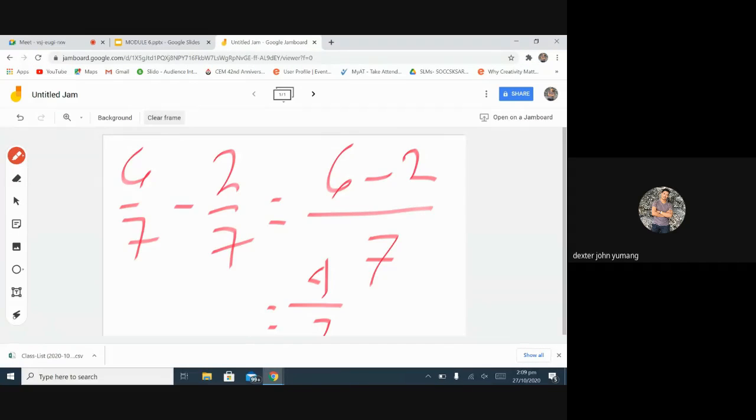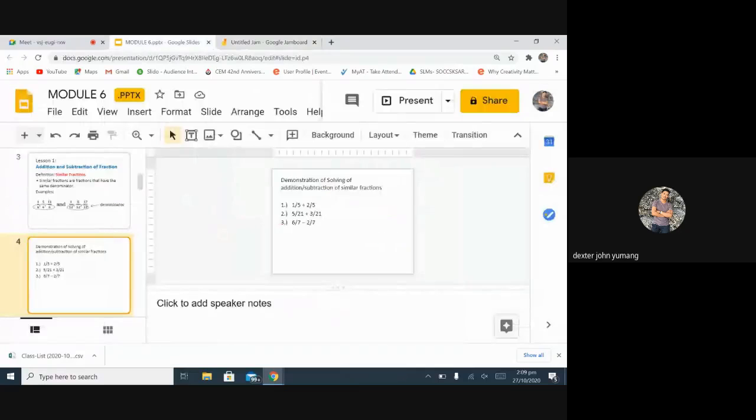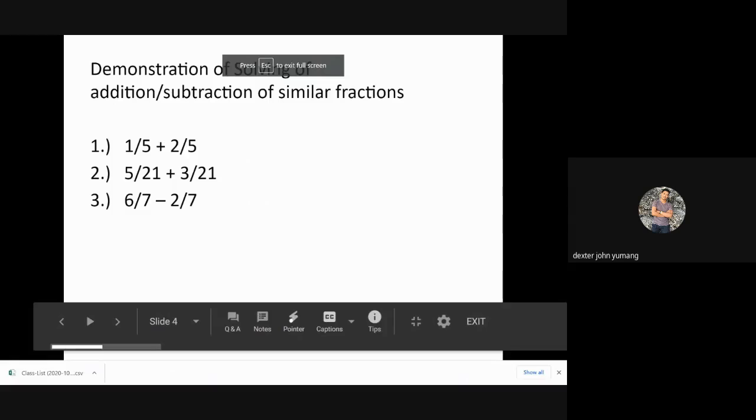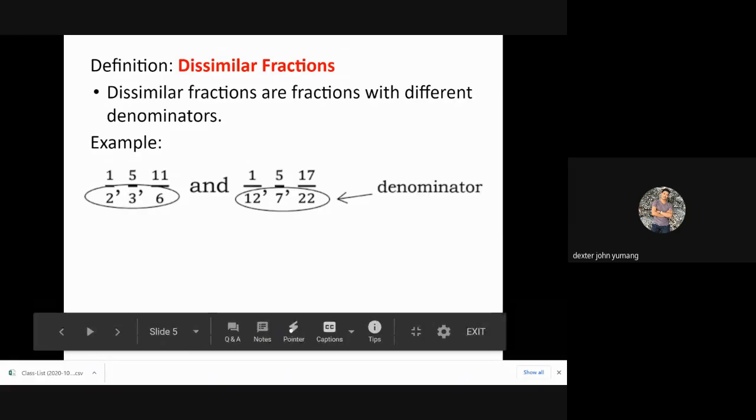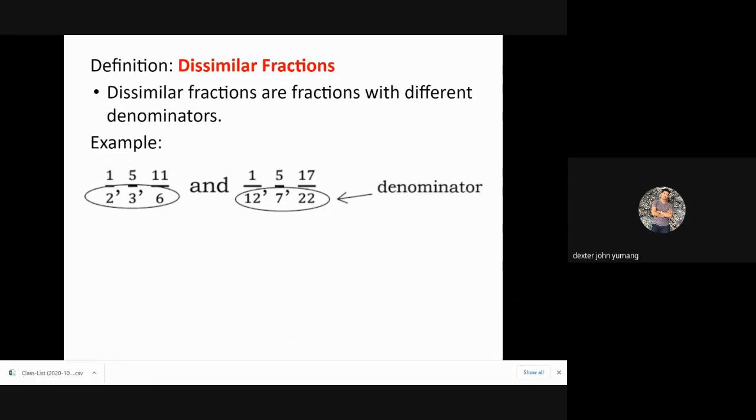So next, number 2 na po tayo, dissimilar fractions. What are these dissimilar fractions? Kanina similar, ngayon dissimilar, so opposite sila. Kung kanina parehong denominator, ngayon hindi po. Example, 1/2, 5/3, 11/6, 1/12, 5/7, and 17 over 22. That is an example of dissimilar fractions. Magkakaiba-iba ang denominator. So let's begin with an example of that.